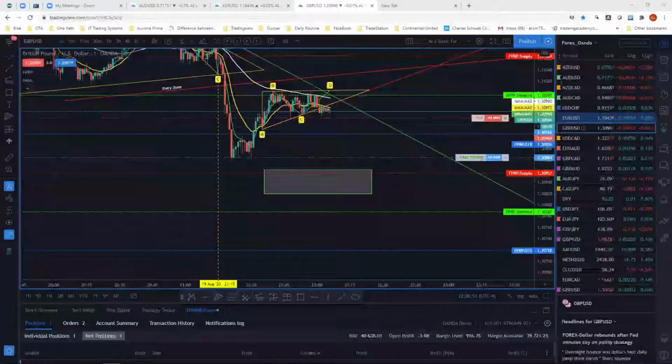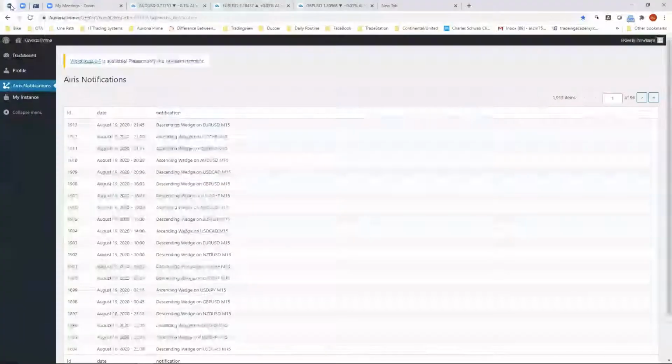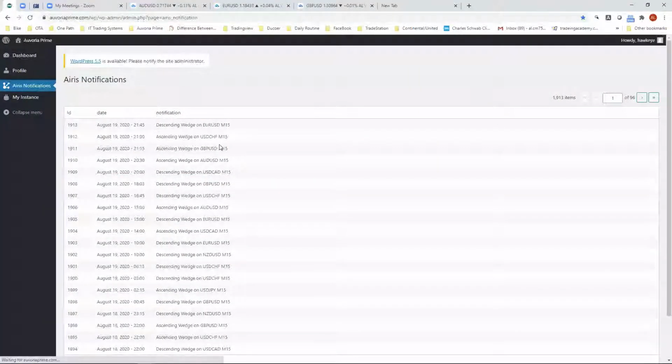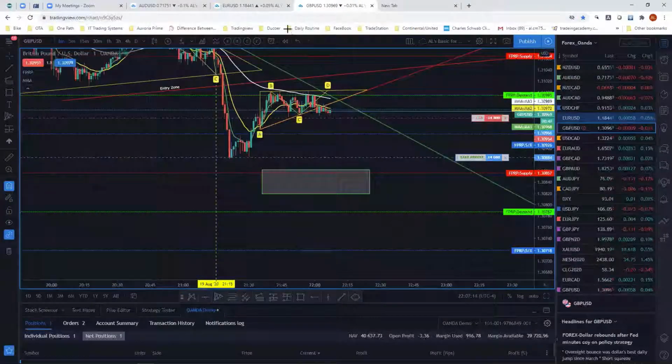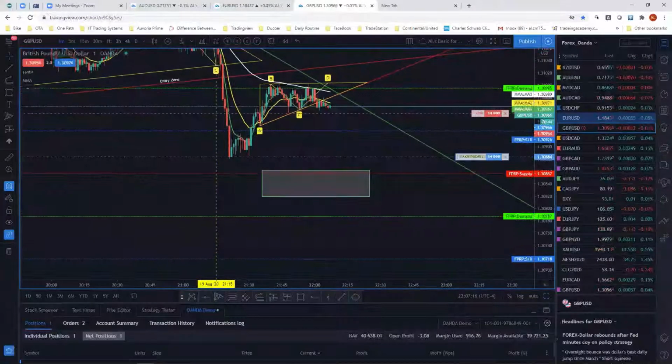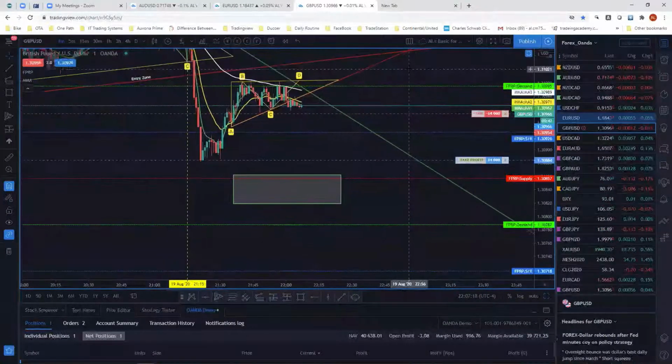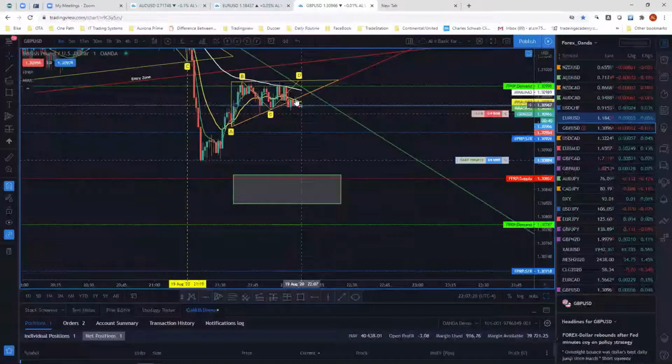Okay, let's see. We have new alerts. The last alert we had, the way I'm looking here, was a Euro-US at 9:45. And we're looking at the British US, which was at 9:15. Actually, I did take a trade on the British US in demo only. As I said, normally I don't try trading this time of night, just because a lot of times, even if they work out, they don't materialize.